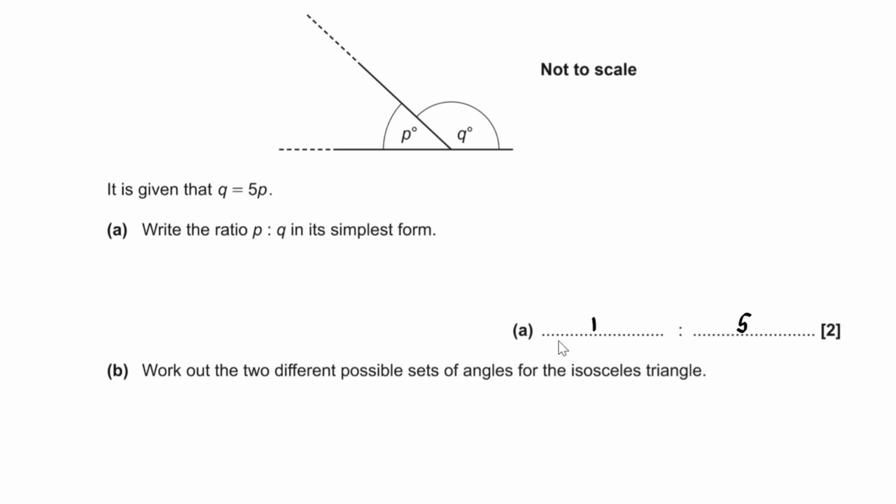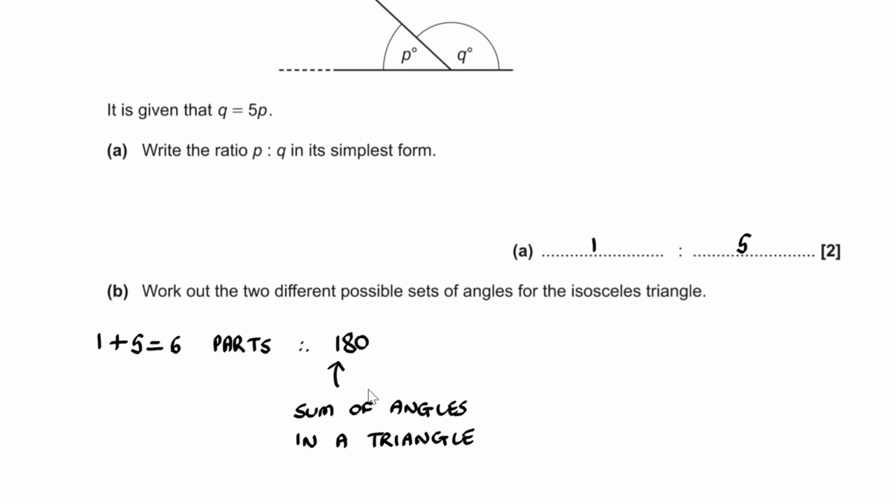So, for an isosceles triangle, well, we know that the sum of the angles in a triangle equals 180. And so therefore, we've got 1 plus 5, which is 6, so we've got 6 parts. And because we've got 6 parts, we can therefore conclude that we've got 180 because we've got here the sum of angles in a triangle, and I'm going to divide this by 6. So here 180 divided by 6 is 30.